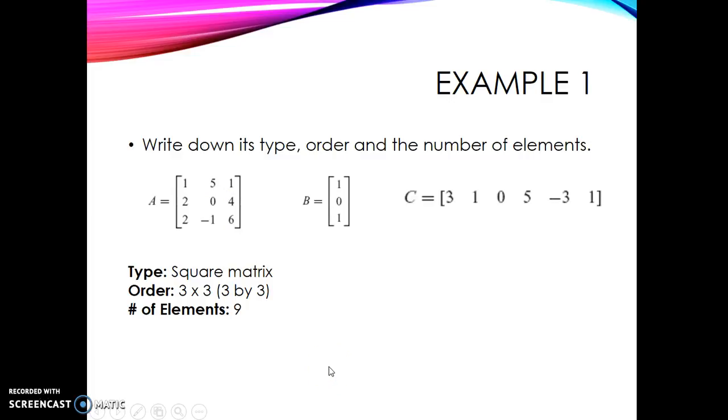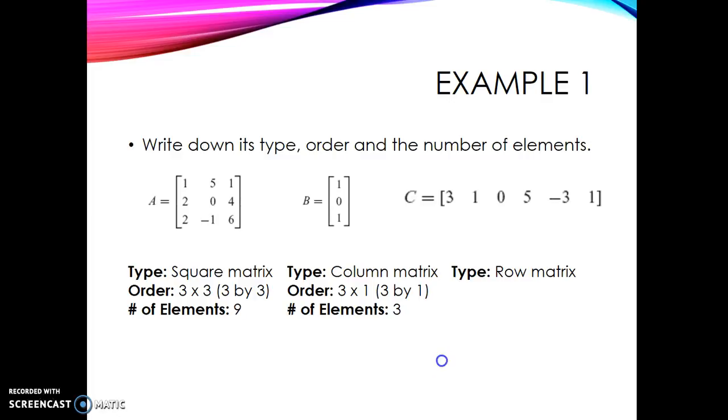B. What type of matrix is B? B only has a column. It is a column matrix. There would be 1, 2, 3 rows and 1 column. The order is 3 by 1. We write it as 3 times 1. There are 3 elements in it. And you've spotted it. The next one is a row matrix. It only has 1 row, but it has 6 columns. The number of elements is 6.